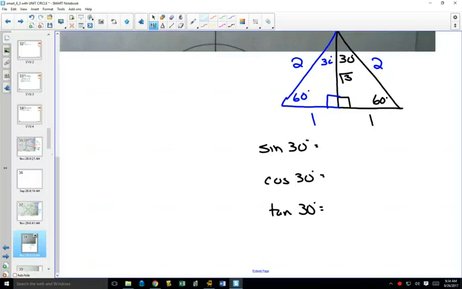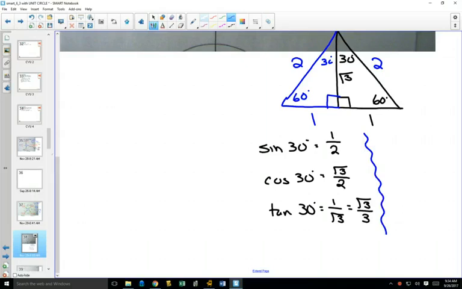Sine of 30 degrees, opposite over hypotenuse, 1 over 2. Cos of 30 degrees, adjacent over hypotenuse, root 3 over 2. And tan of 30 degrees, opposite over adjacent, 1 over root 3. We are going to rationalize this and write it as root 3 over 3.